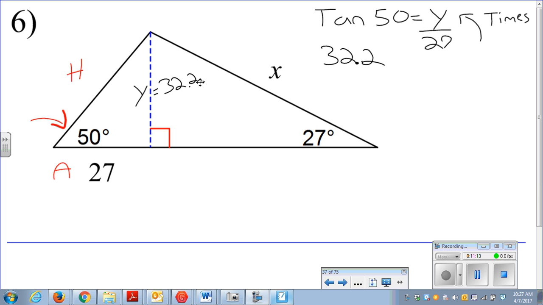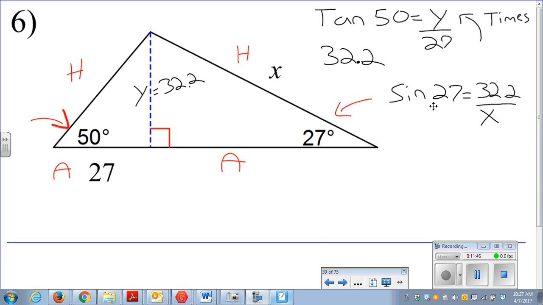Now what I want to do is use this in order to solve for the x over here on this side. It may have been adjacent over here, or opposite over here. It could be something different over here on this side. But let's just take a look. Starting again with labeling the triangle, where I have my hypotenuse, my angle, opposite, and then adjacent here. Step 2, pick the correct trig function. Since I'm doing opposite over hypotenuse, I'm going to use sine. Sine of 27 is equal to 32.2 over x.